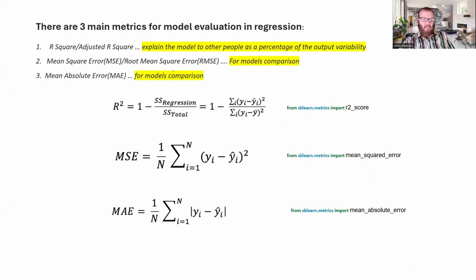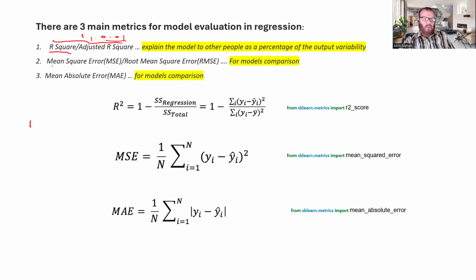The same here, the metrics. We have three metrics. We calculate the R square. That one is for the model. If the R square is very close to one, it tells you this model is very good. If R square equals 0.01, then the model is bad. This one explains the model to other people as a percentage of the output variability.